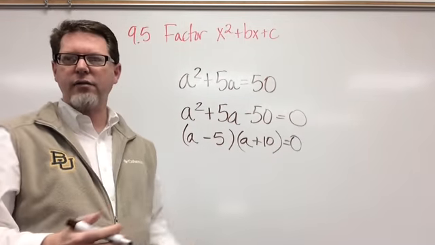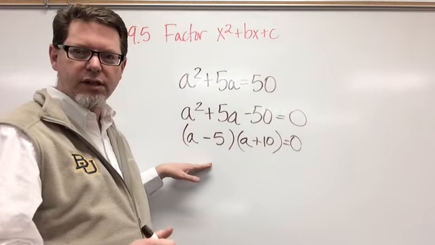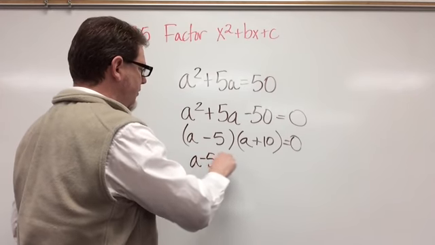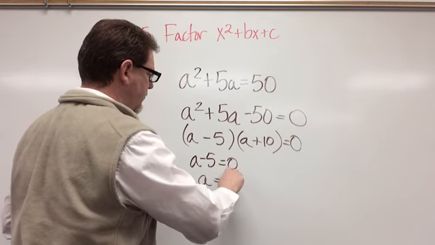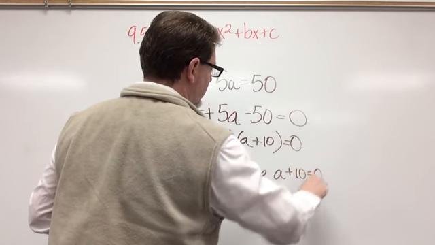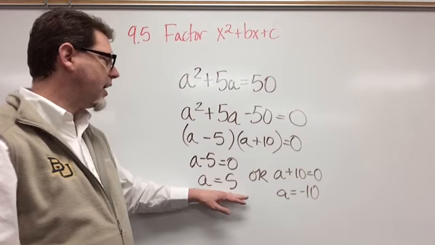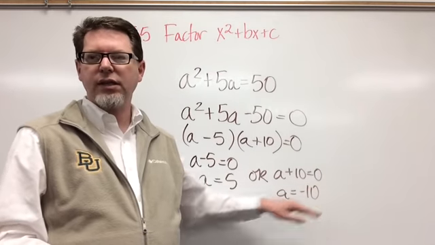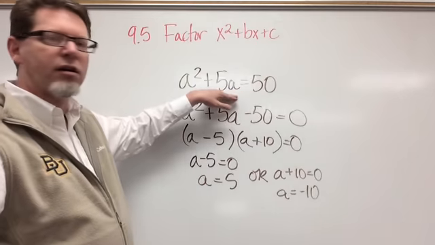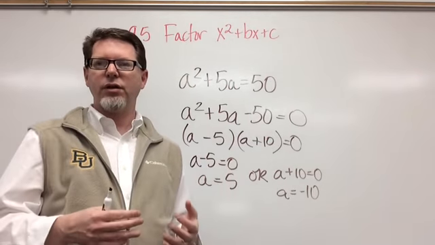It equals 0. So now I have to figure out what a equals in order for the entire equation to equal 0. So each binomial has to equal 0. a minus 5 equals 0, so a equals 5. Or a plus 10 equals 0, so a equals negative 10. So my solution is 5 or negative 10. Again, if you're given it here, all three terms have to be on the same side of the equal sign before you can do your factoring.